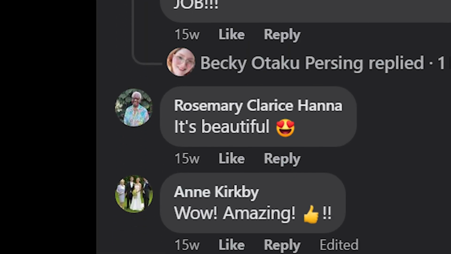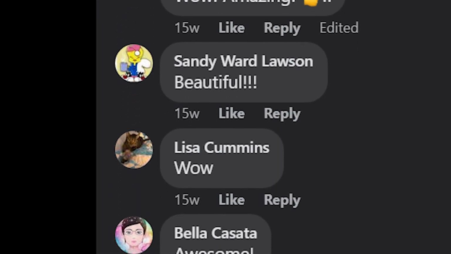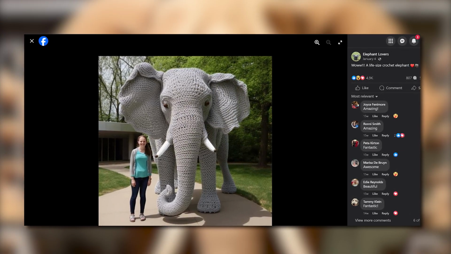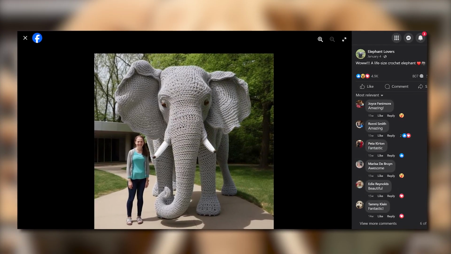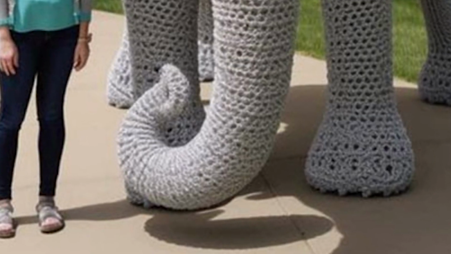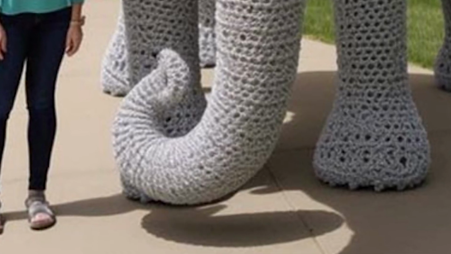That doesn't stop the round of applause happening in the comments, though. Okay, I mean, come on. Just so you know, if this actually existed, it would be the biggest crochet sculpture in the entire world. But yeah, it's fake. Just look at the disconnected shadow of the trunk over here.